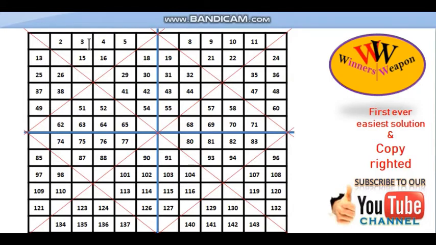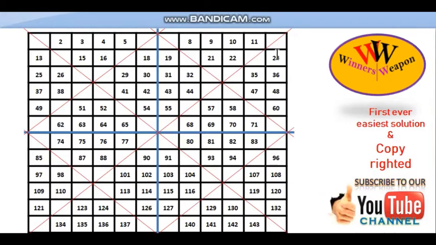2, 3, 4, 5. As usual, 6 and 7 should not be filled. 8, 9, 10, 11, 12 will be left empty. 13, 14 will be left empty. 15, 16, 17 as usual we should not fill here. 18, 19, 20 as usual we should not fill here. So we can continue and so on.